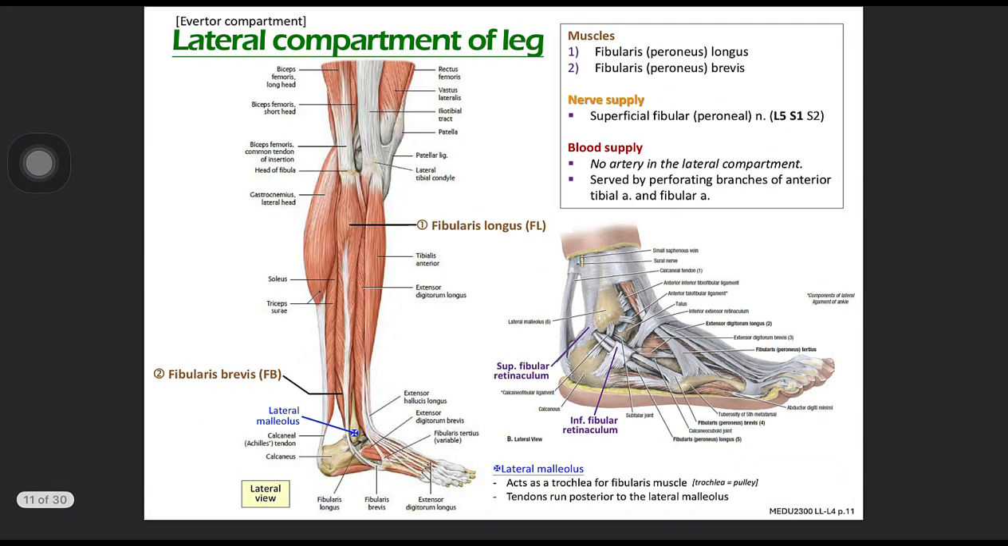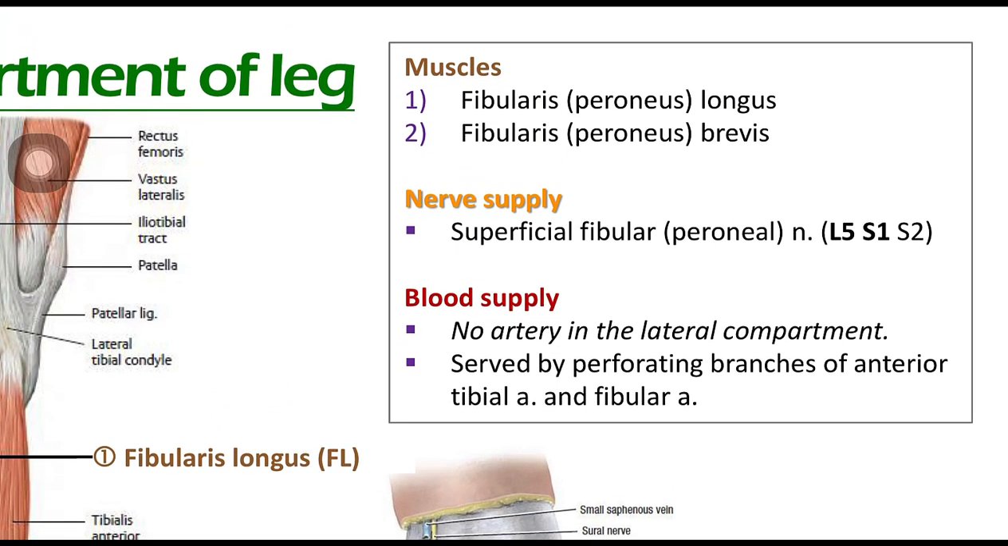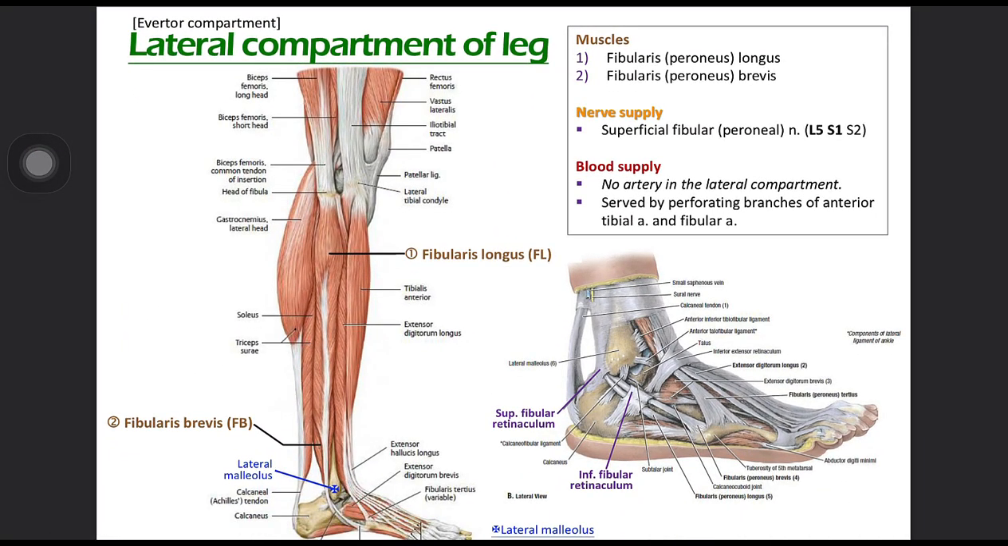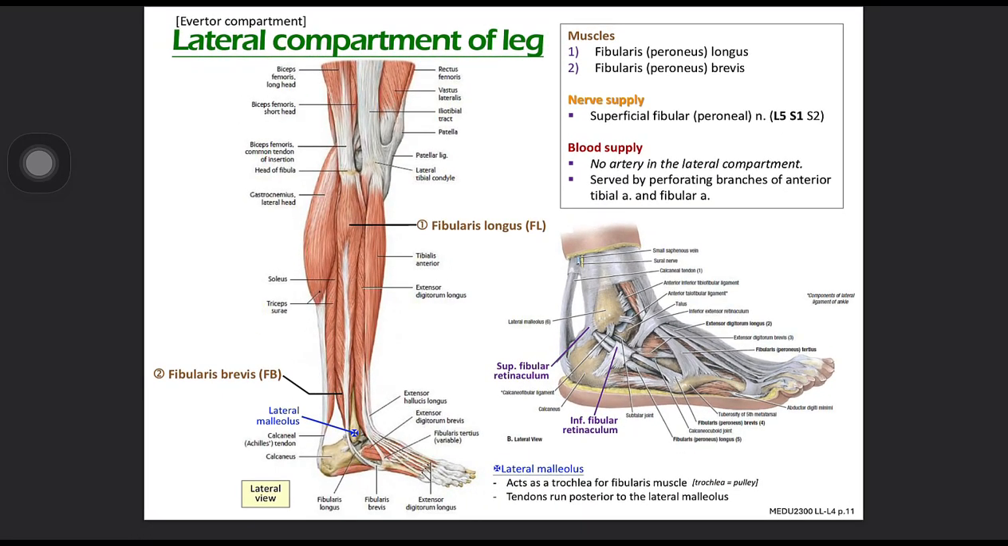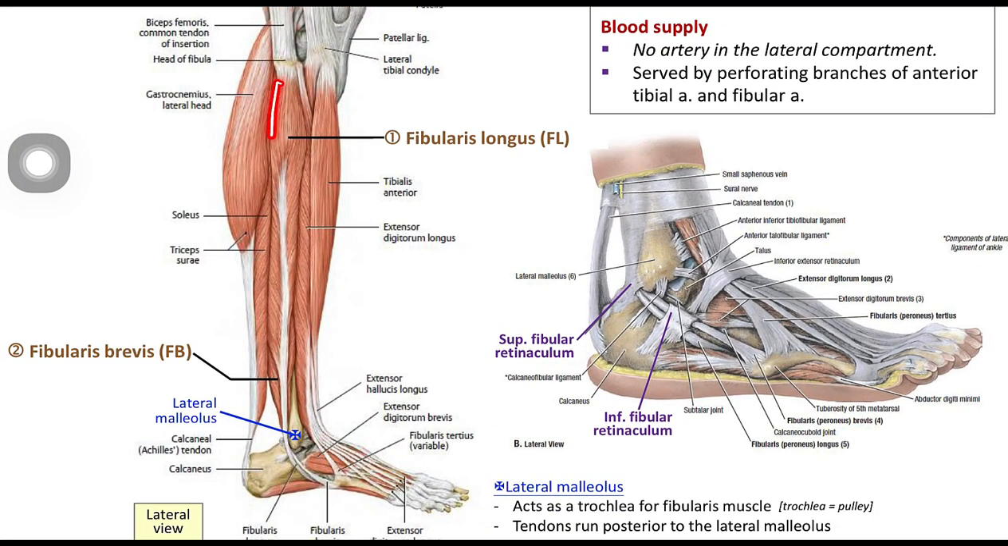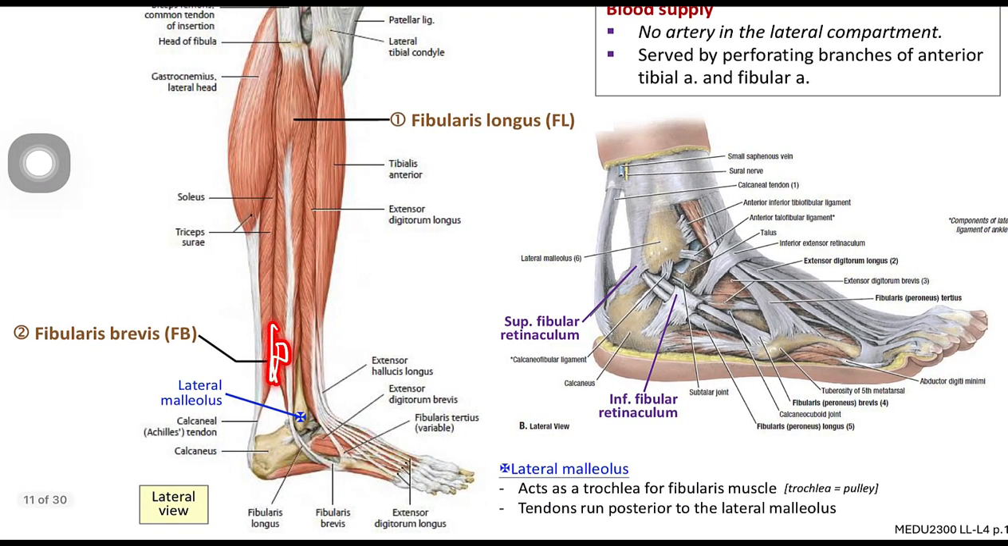So now let's go down to the lateral compartment. We do it one by one. Let's do a small one first. The smallest one here is the lateral compartment. So how many members? Haha, only 2. That's why we say small compartment. So we have the fibularis longus, number 1 here. And then we also have the brevis here, like 2 brothers, right?